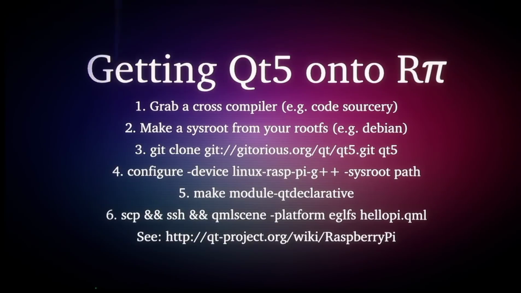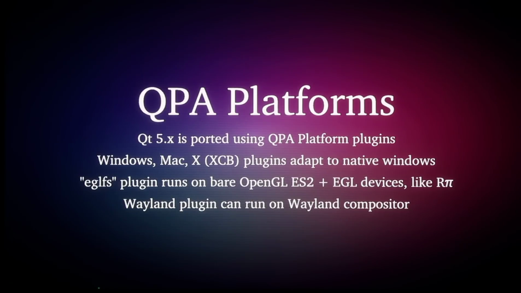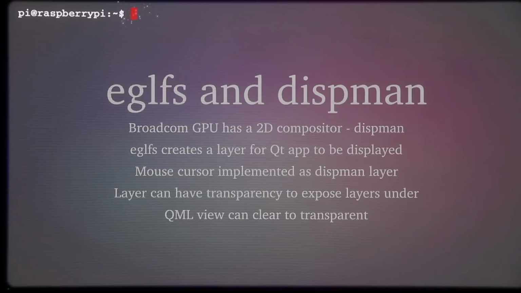Getting Qt5 onto your Pi is quite straightforward. You just need an ARM cross-compiler and a Debian root file system, and follow the instructions on the wiki shown there. Qt5 is ported to different platforms using plugins. We use the EGLFS plugin. There are other ones as well for things like Wayland. And it's integrated with the Dispmanx compositor, the Broadcom compositor on the Raspberry Pi, which lets you support multiple layers.